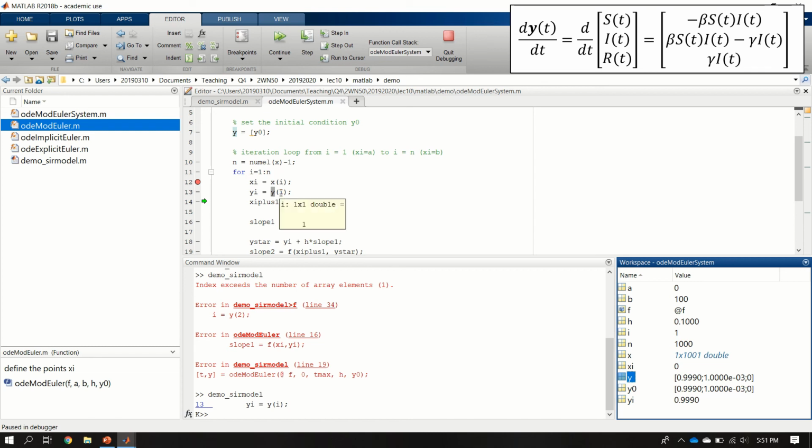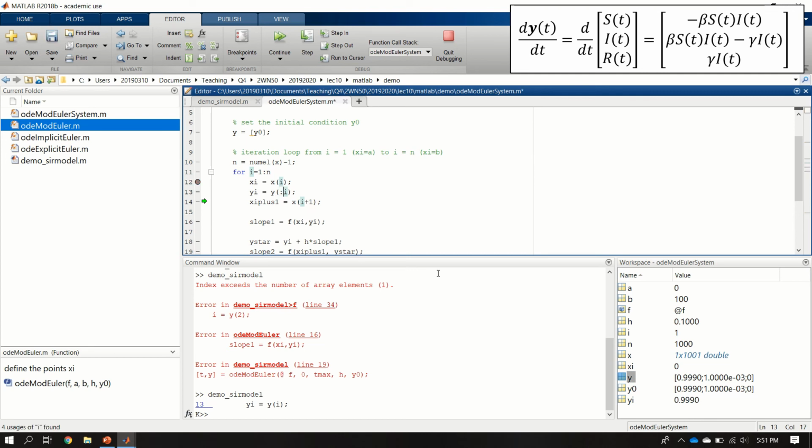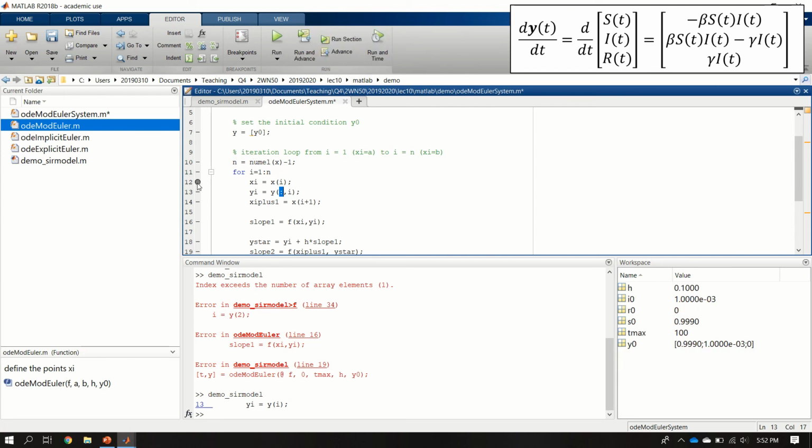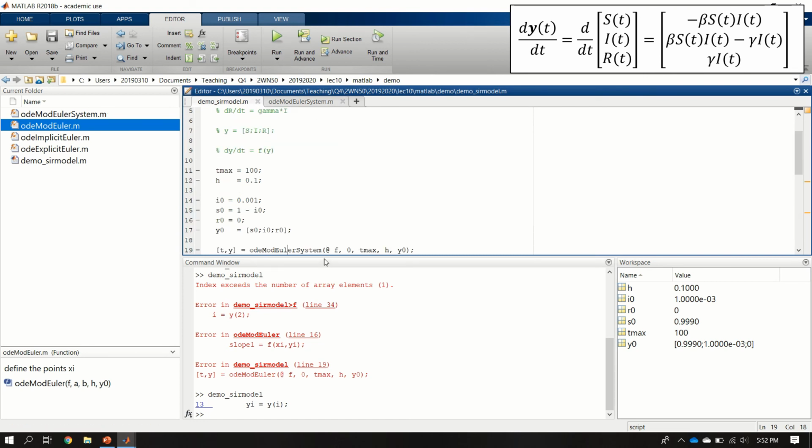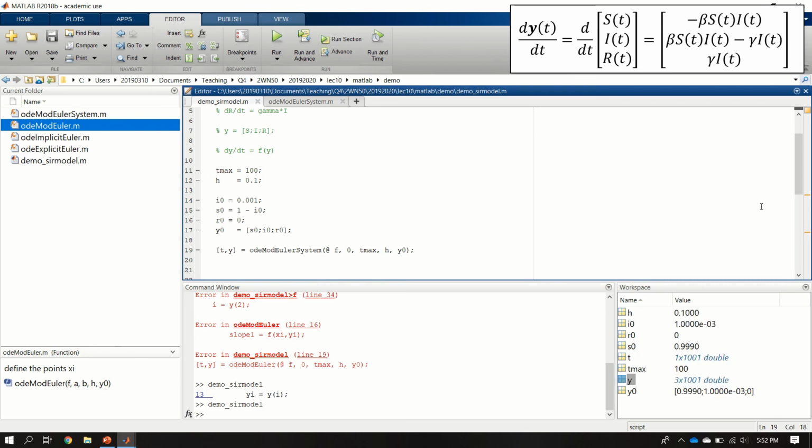So what we actually have to do here is take all rows of y and then the ith column of y. This makes sense because y is not simply a function of time, but it has three different functions of time. So we have to take every row here, and this should actually solve our problem. So let's quit debugging here, let's remove these breakpoints, and let's see whether it works now.